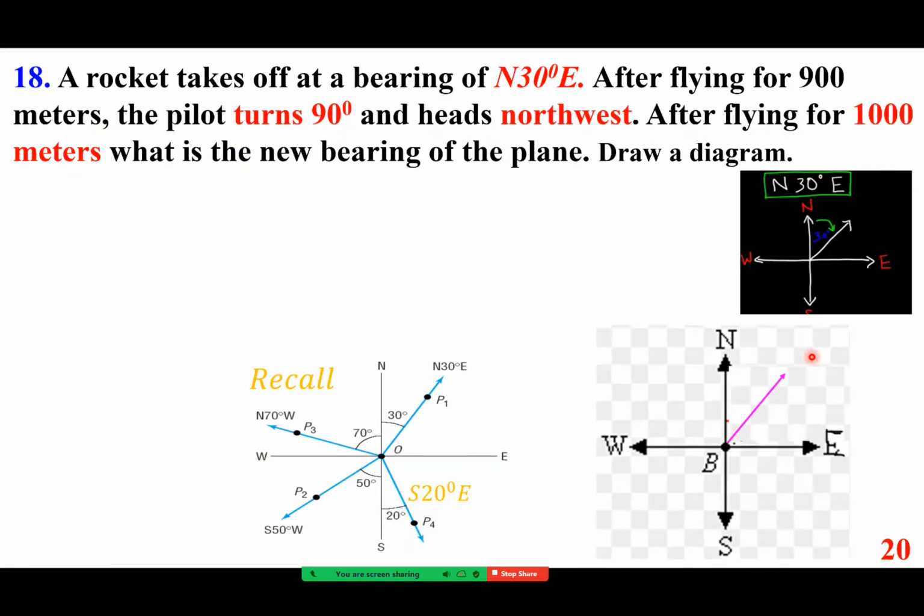And we go for how long? We go 900 meters. Then we turn 90 degrees. When you turn 90 degrees, you can go this way or this way. 90 degrees, one of the two. We are going northwest. So we're going to go this way, everybody. And we're going to go for how long? 1,000 meters.